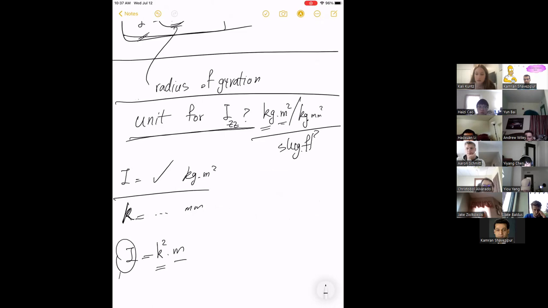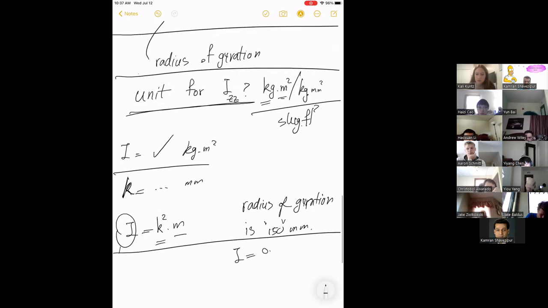Does that make sense? So for some objects that are not standard, in the industry and also in your textbook, it may give you a radius of gyration of, for example, let's say, 150 millimeters. This means I is 0.150 squared times the mass, and you find I. That's it. No trick in it. It's an indirect way of telling you how much I is. Does that make sense? And it usually goes with objects that are not standard, as I said, like gears, tires, some crazy shapes that are not a sphere, cylinder, or rod. Any question about this?